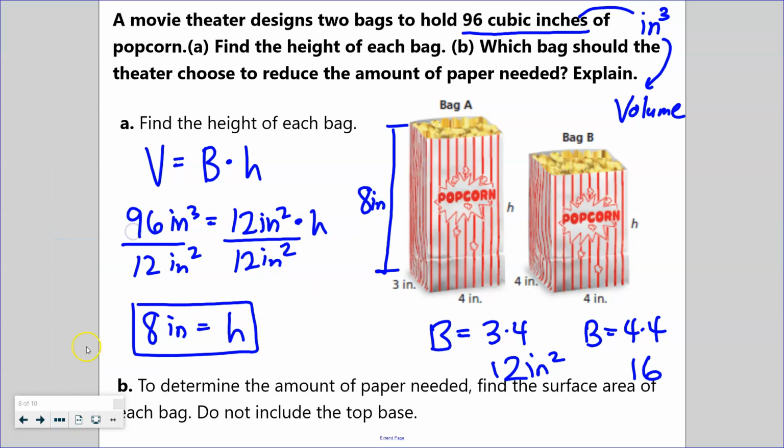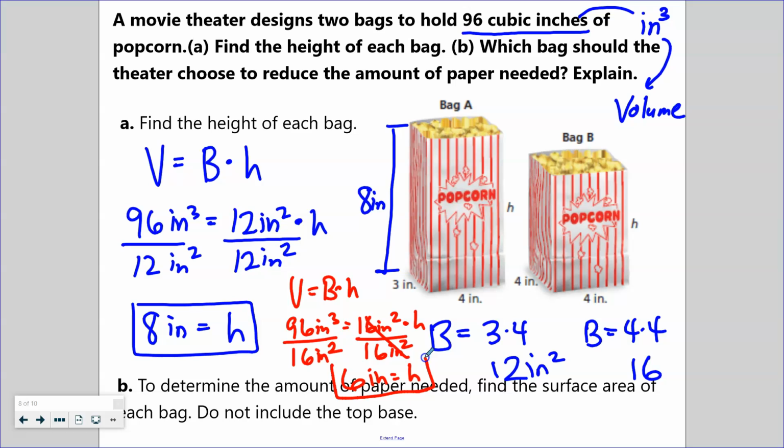We'll choose different colors so we can keep our work a little separate. We're running a little out of room, so I'm going to do it right here. Volume equals base times height. 96 inches cubed equals 16 inches squared times the height. I divide by my 16 inches squared. Goes away. Just have h on that side. And we would end up with 96 divided by 16, which equals 6. So 6 inches would be the height for the second bag. So we found the height.